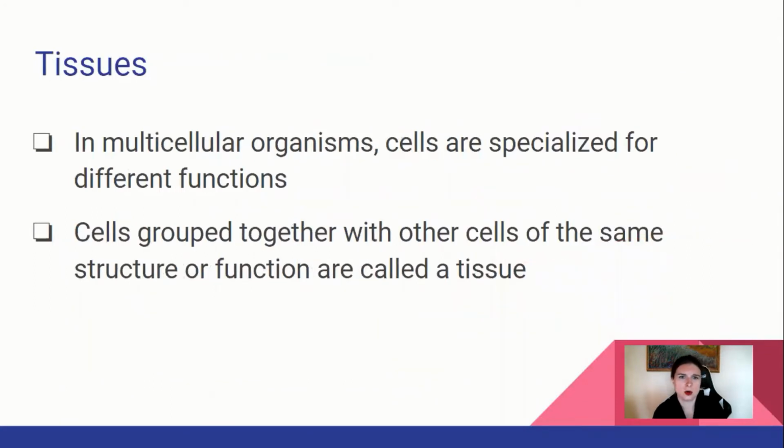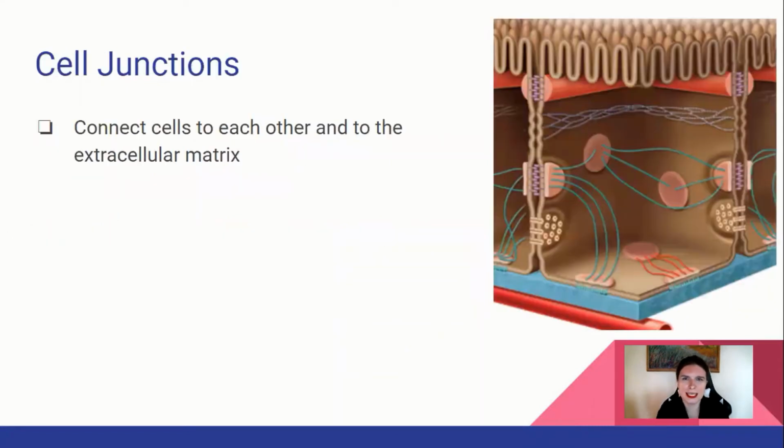In multicellular organisms, the cells that work together are often specialized for different functions. When we have cells grouped together with other cells that are similar in their structure, so they look similar, or are similar in their function, we call them a tissue. Within these tissues, our cells are going to be joined together. So a cell junction is a way that we connect cells to each other.